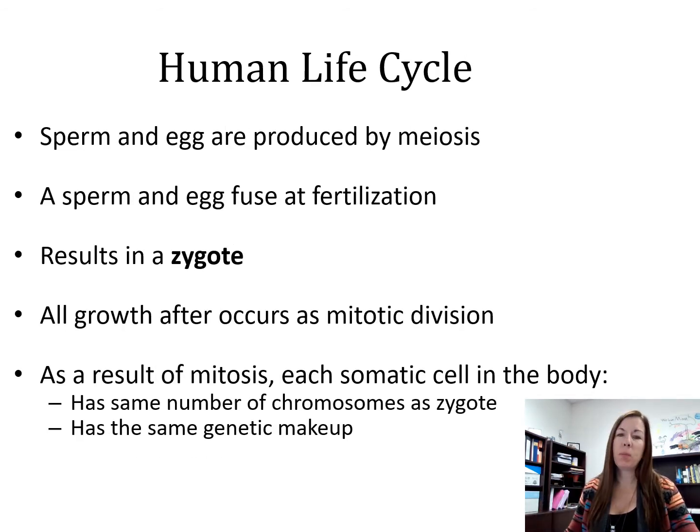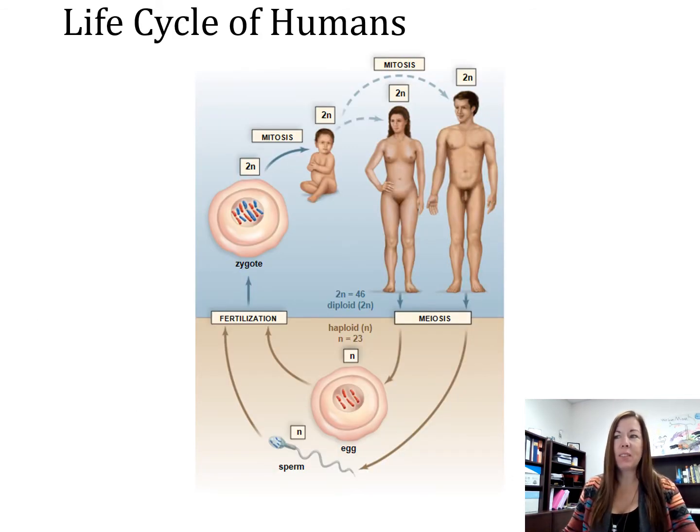So sperm and egg are produced by the process of meiosis. Those sperm and egg fuse at fertilization and form a zygote, and all growth that occurs after fertilization is due to mitosis. So because of mitosis, each somatic cell or body cell in the body has the same number of chromosomes as the zygote, and it has the same makeup. So this shows you the life cycle of humans, where you start out as a diploid zygote, and many mitoses later you become a baby, then you become an adult, and then you produce as an adult haploid gametes that would fuse together at fertilization.